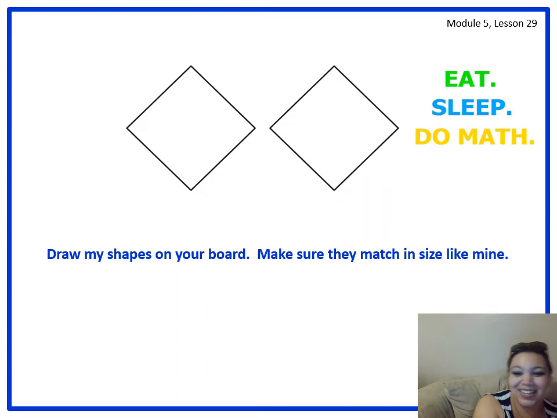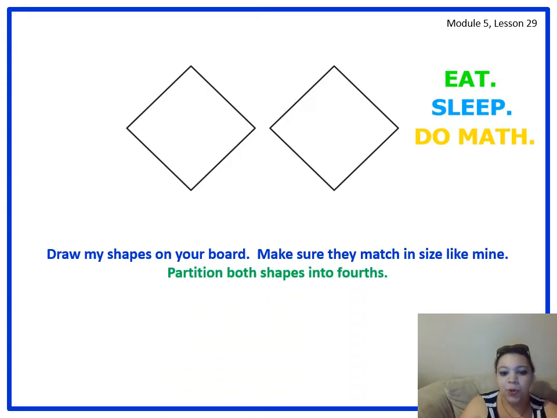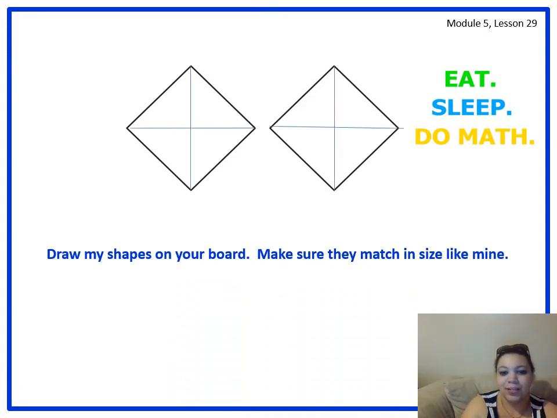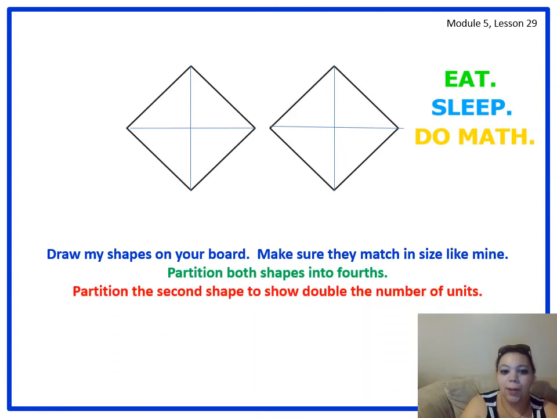All right, so let's look at it in another problem. It says draw the shapes on the board and make sure that they're the same size like mine are. Now, first we're going to partition both of them into fourths. All right, after we do that, we are going to partition the second shape to show double the number of units. So just like we did before, in order to make a new fraction, we're going to cut them all in half.